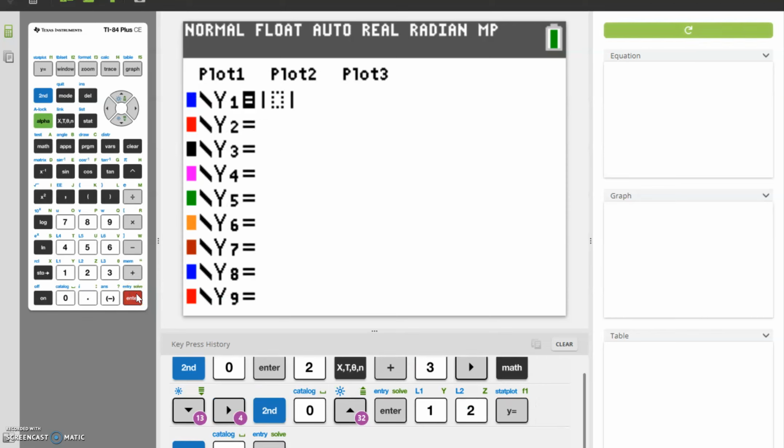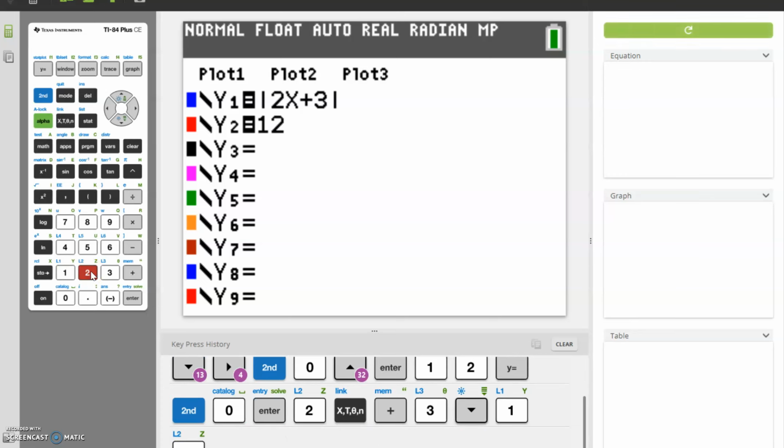Depending on the model of your calculator, you might actually see the absolute value symbols here, or you might just see ABS with an open parenthesis. So from here, we'll type in 2x plus 3. And that was the left-hand side of our equation. Our right-hand side was 12, so I'm going to put that in.